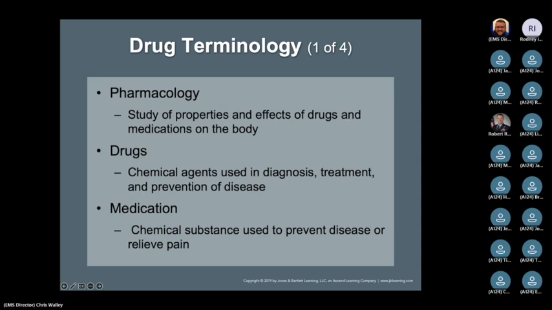All right, so let me get off of this. So drugs: we talk about chemical agents that are used in diagnosing, treating, and preventing disease. So when we say disease, it may be particularly related to what's going on with this person. The terms drug and medication are often used interchangeably. So when you see this as we go through, know that we may be talking about the same thing at different times.